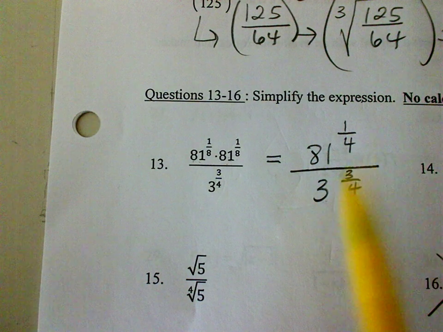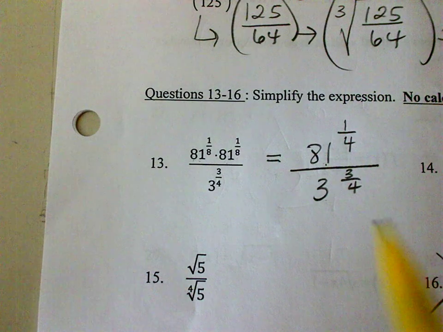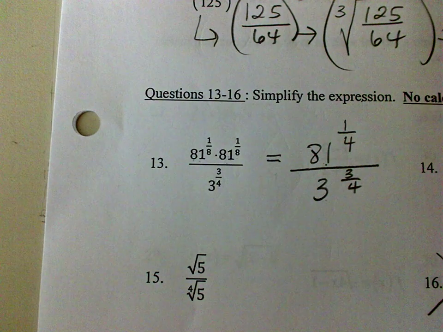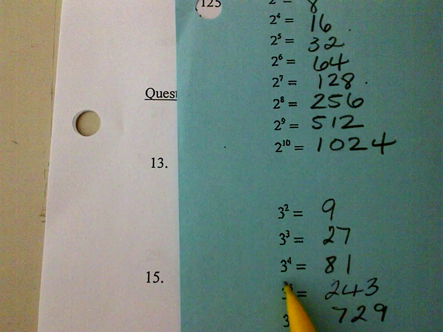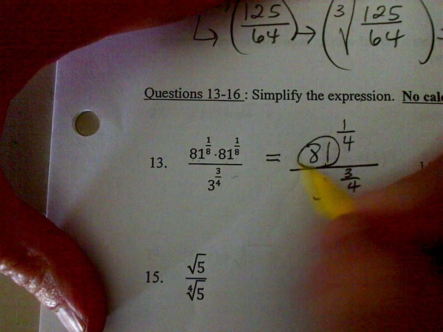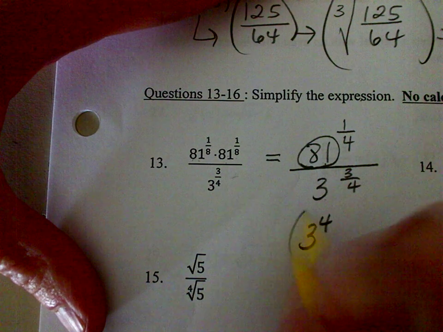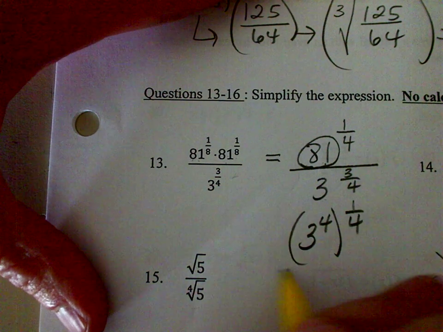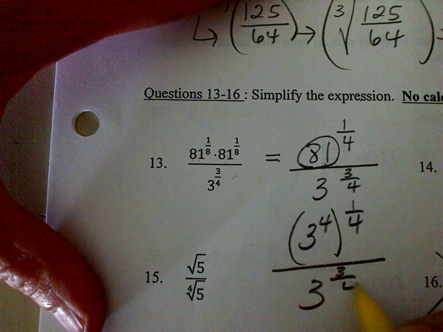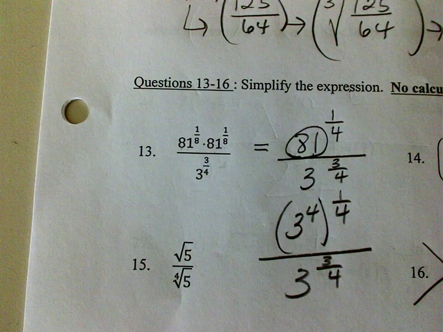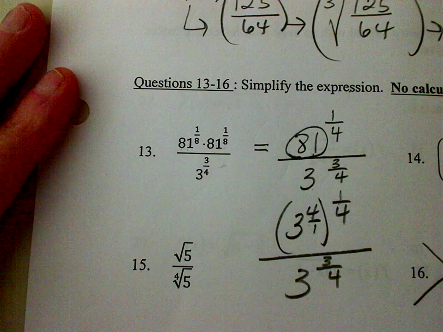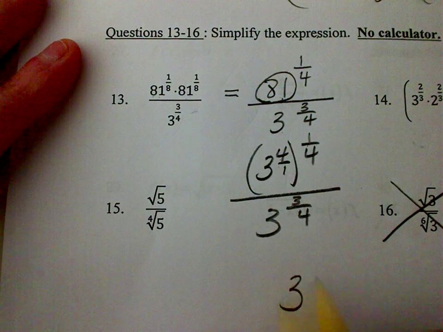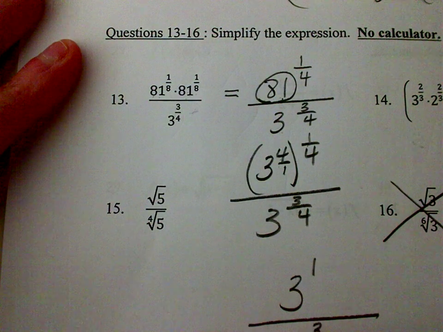So I'm going to have to change 81 to a base of 3. So let me look at my paper. I'm looking for all the 3's. So 3 to the 4th is 81. So if I change 81 to 3 to the 4th, and then leave everything else the same, that's a good starting point. Okay, now I'm going to have a power to a power, so I'm going to multiply. So 4 times 1/4, that's just 1. So I got 3 to the 1st, and this is 3 to the 3/4.